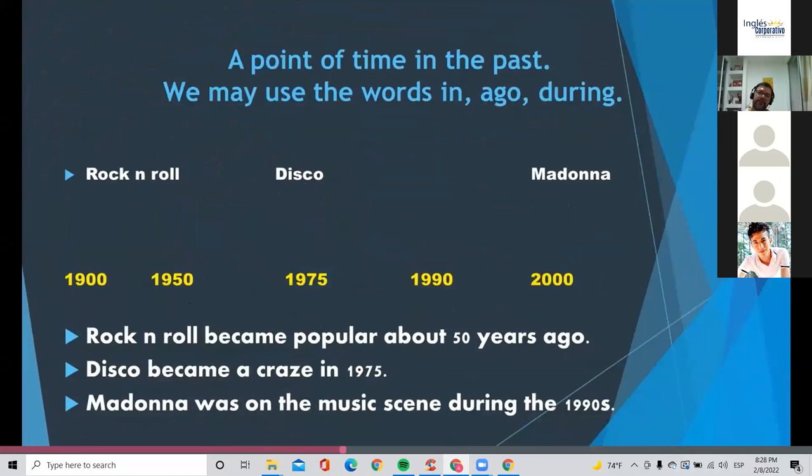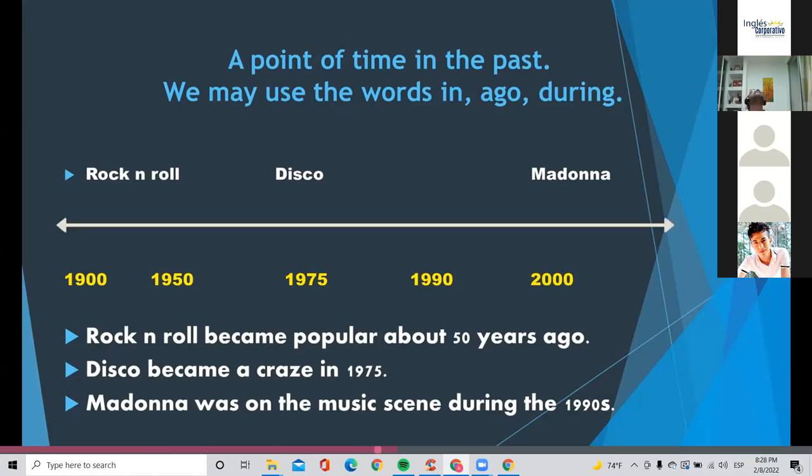When we want to talk about a point of time in the past, we may use the words in, ago, during. I will give you some examples using a timeline. Rock and roll became popular about 50 years ago. Disco became a craze in 1975. Madonna was on the music scene during the 1990s.